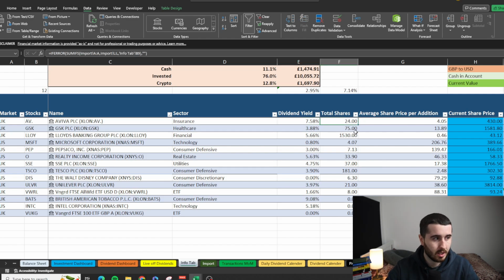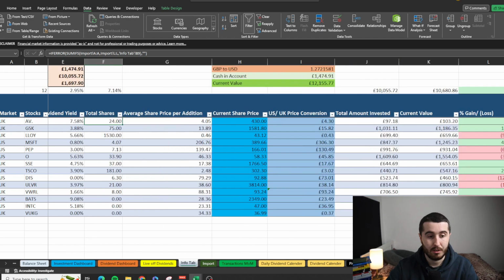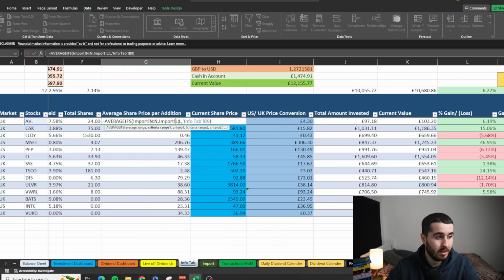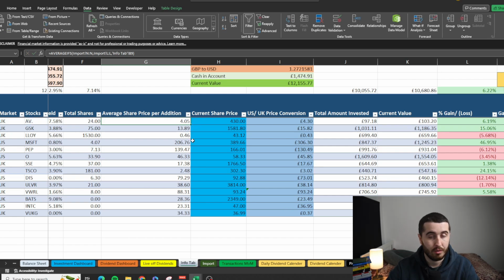So total shares is a SUMIF from the import tab. This is the same for the data input. It's just going to be a SUMIF. Average price per edition. Again, this is just the average of the price, same as the data input version. Current share price is taken from that stock piece. US, UK price conversion. Again, I like to use this because I like to know how much it actually is worth in UK terms. It's too confusing to have dollars and pounds all on the same sheet.